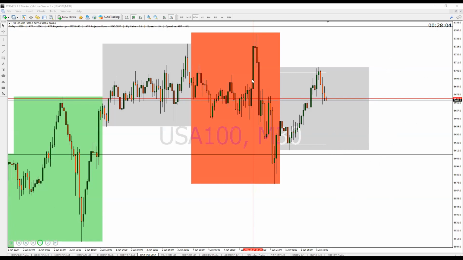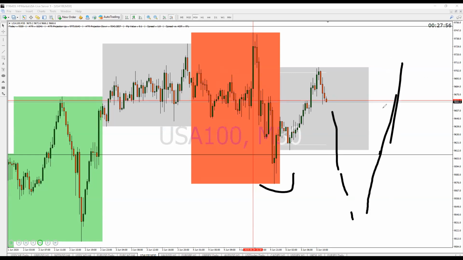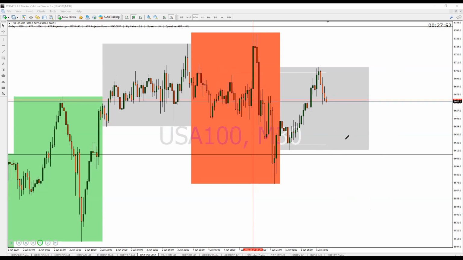Okay, so this is how you can see. Just check if the previous daily low or daily high has been cleared. If that is cleared, then you're good to go to the other side. Okay, very important, very important.